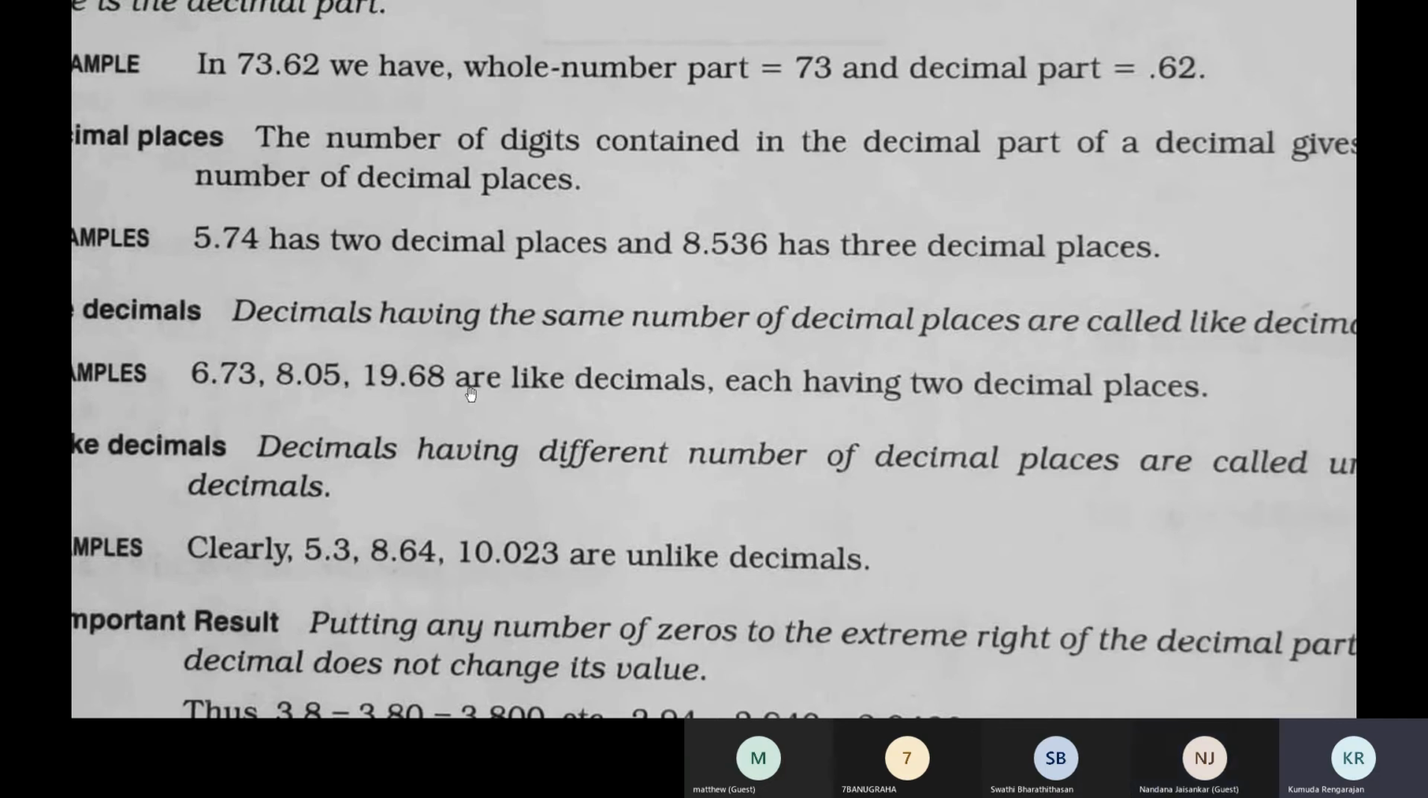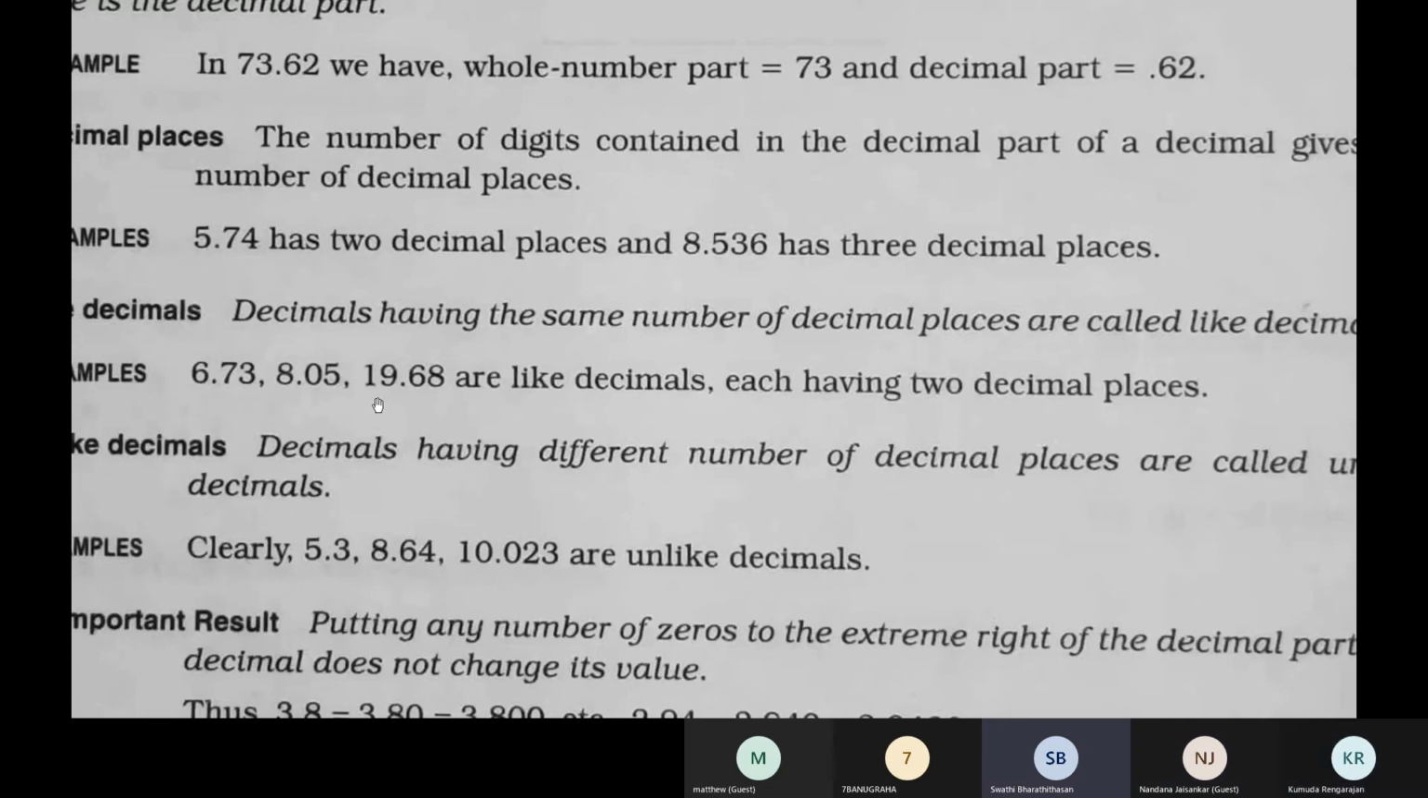Somebody else try this: 19.68. Please try this. Somebody who has not tried, try this. Why no answer? Okay, then somebody try this. Who wants to? Ma'am, 1 into 10. Who's this? Ma'am, I'm Swati. Yeah, tell me.